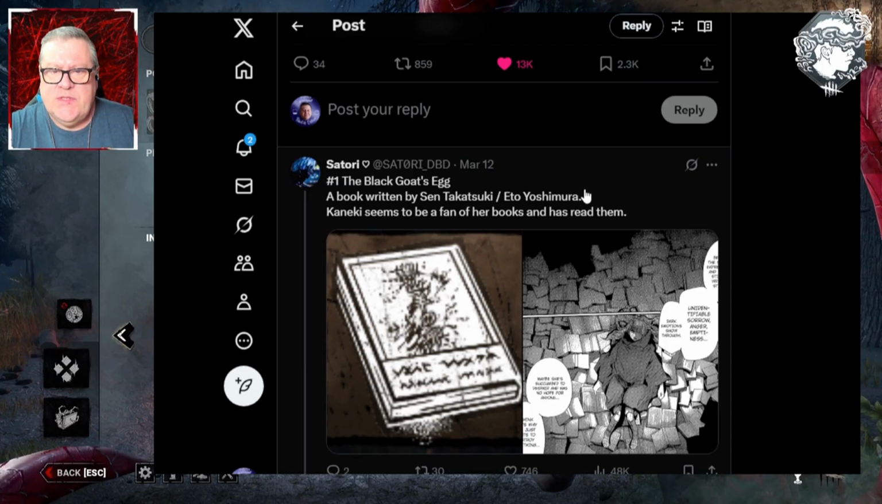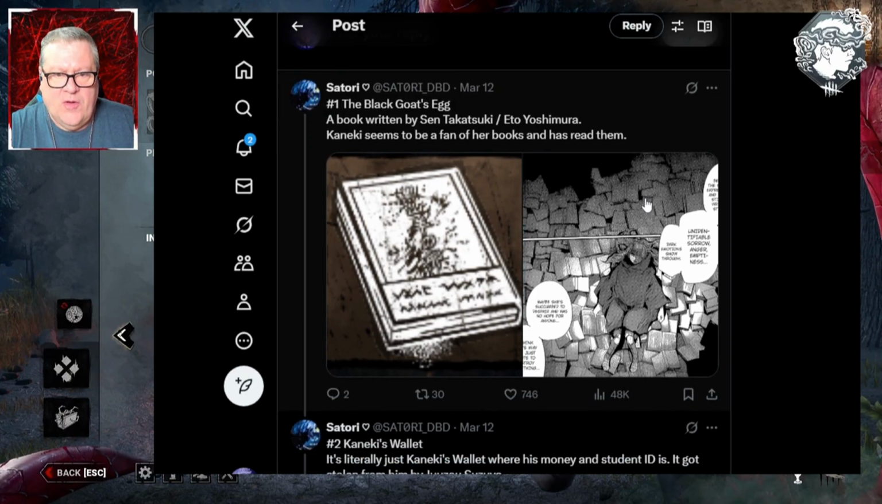The Black Goat's Egg, a book written by Sen Takatsuki, Eto Yoshimura. Kaneki seems to be a fan of her books and has read them all. So this is how he first connects with Rize in the anime, where they're reading the same book.